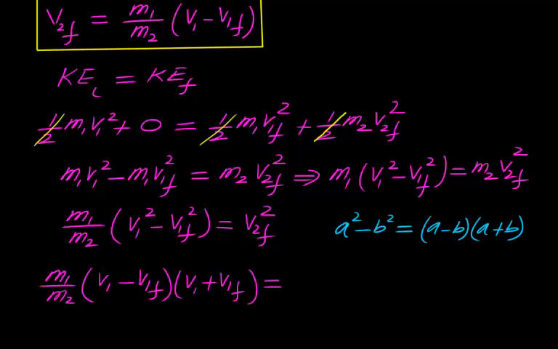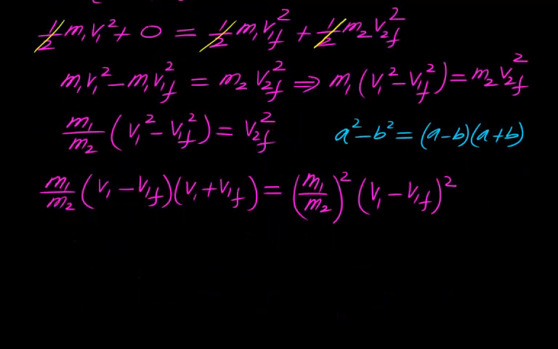That is going to equal v2 final squared, which I am going to substitute by the expression that I have found earlier: m1 over m2, make sure to square it because the expression is in squared form, times (v1 minus v1 final) squared also.